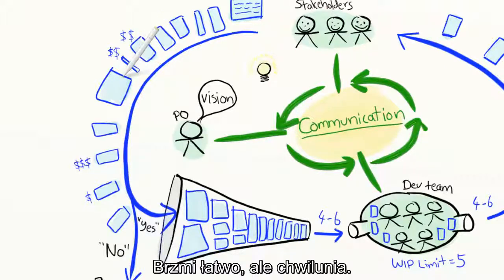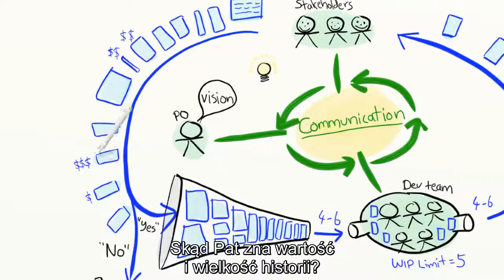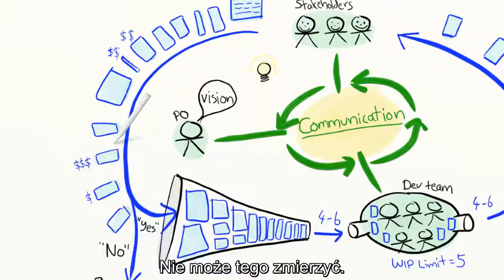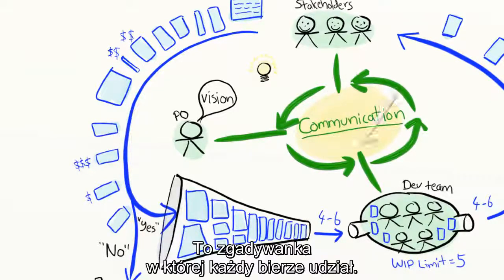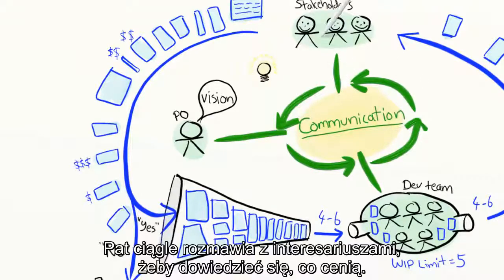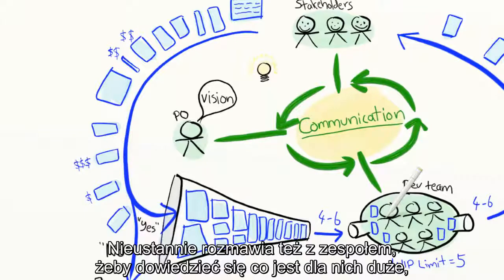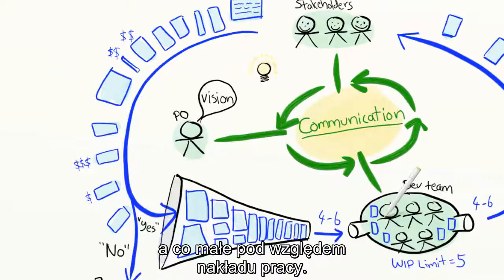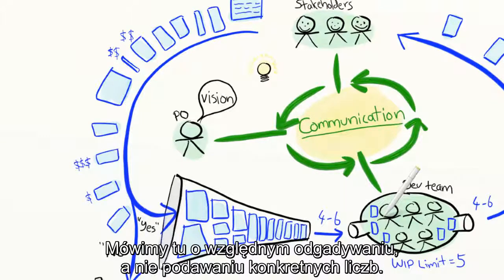Okay, that sounds easy enough, but wait a sec. How does she know the value of a story? And how does she know the size? Well, here's the bad news. She doesn't. It's a guessing game. And it's a game that everyone is involved in. Pat continuously talks to stakeholders to find out what they value. And she continuously talks to the team to find out what they think is big or small in terms of implementation effort. These are relative guesses, not absolute numbers.